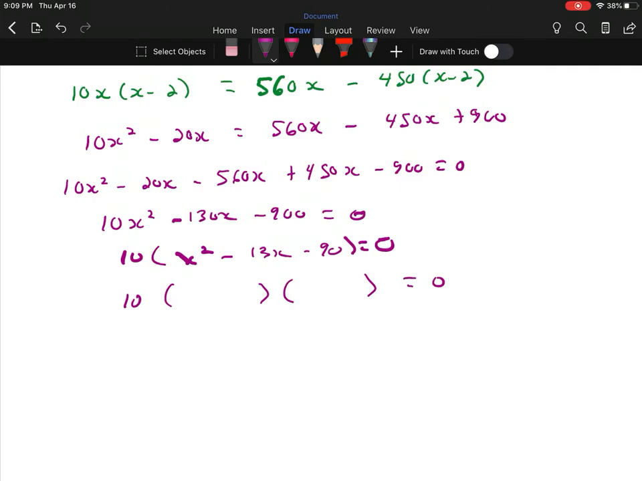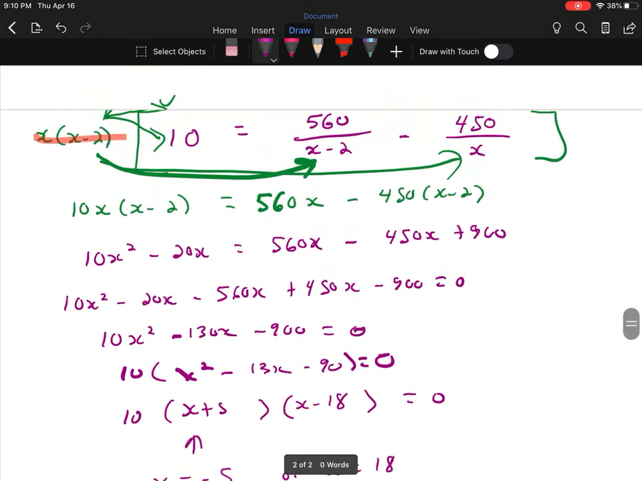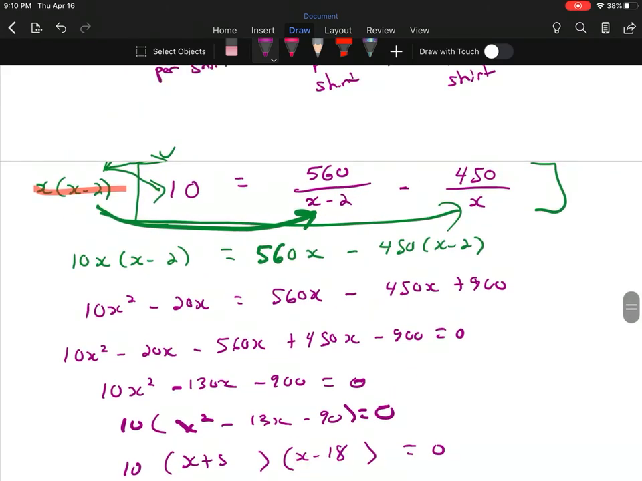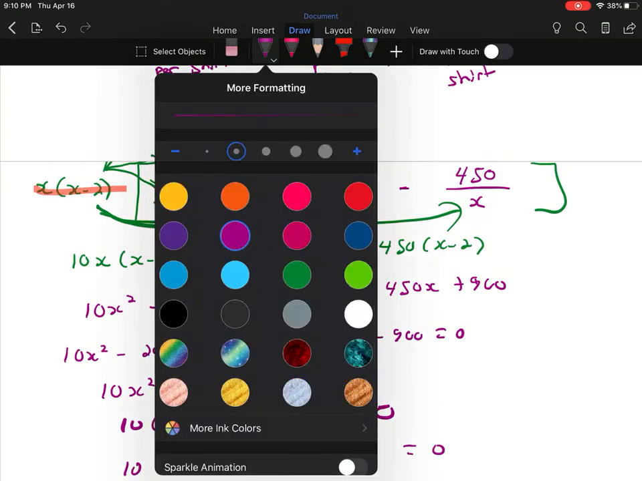Let's see, 1 and 90, no, that doesn't work. 2 and 45, no, that doesn't work. 3 and 30, no, that doesn't work. 4 doesn't divide into 90. 5 and 18. Okay, x plus 5, x minus 18. So therefore, x equals negative 5, or x equals 18. And hopefully now you're going to get used to checking these answers all the time and seeing what's legitimate.